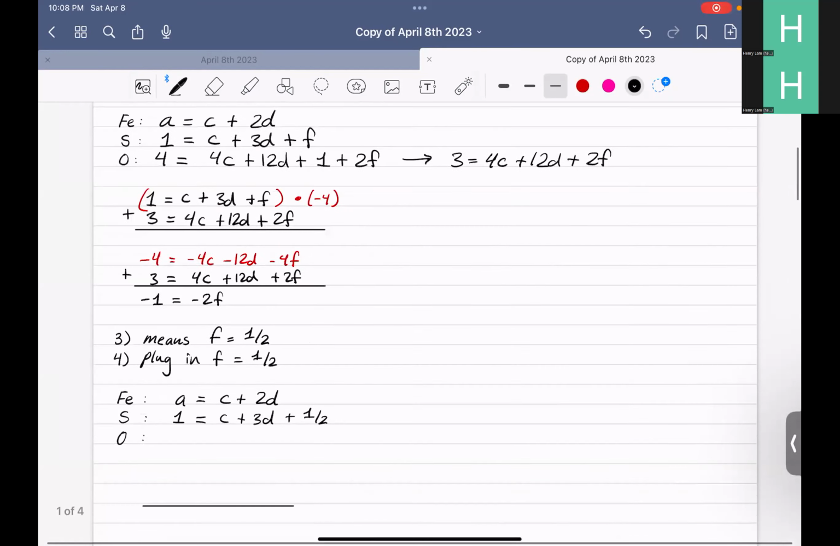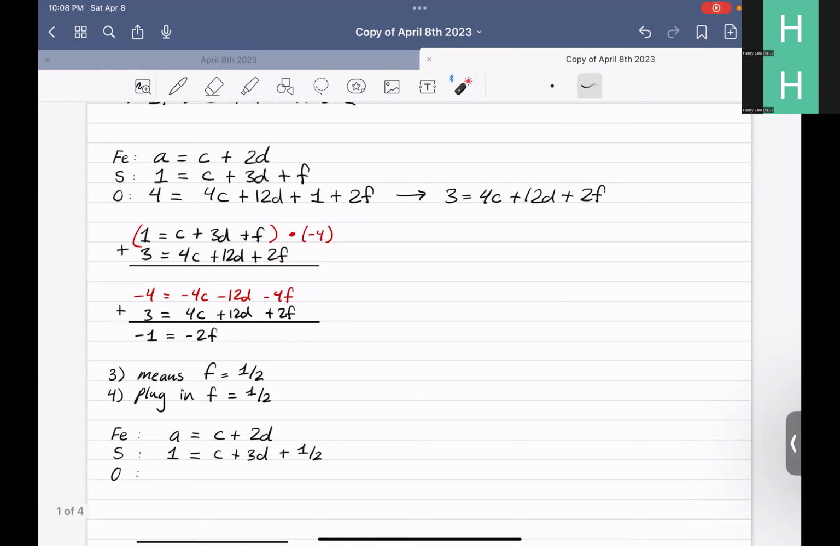Notice the difference between this sulfur equation. Okay, I'm going to highlight it here. This F, we said F was 1/2. So let's go ahead and plug in that 1/2. And that's exactly what I did.